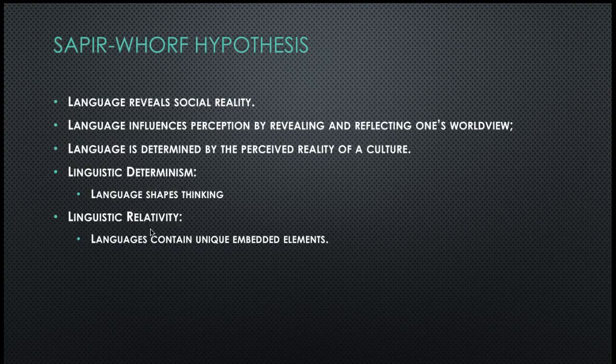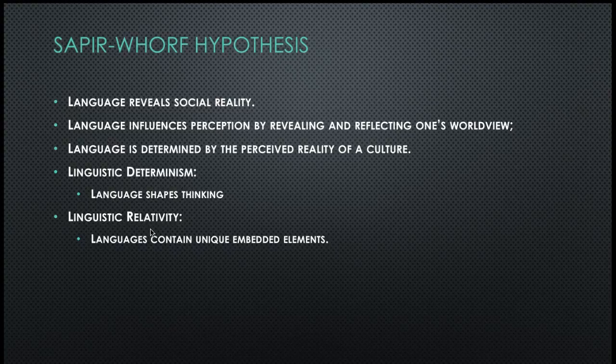There's two main points to this. It's linguistic relativity and linguistic determinism. Linguistic relativity tells us that language contains unique embedded elements, that there are structural differences between languages that are paralleled by non-linguistic cognitive differences. So the structure of the language itself is a form of cognition.